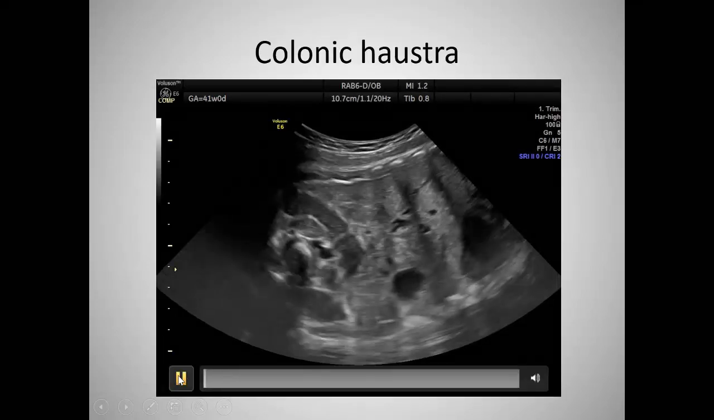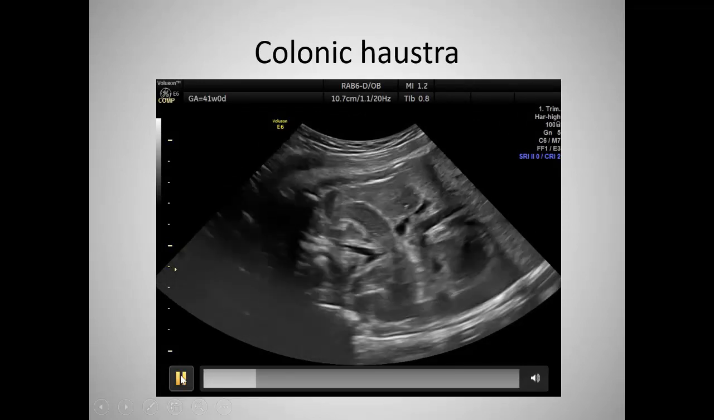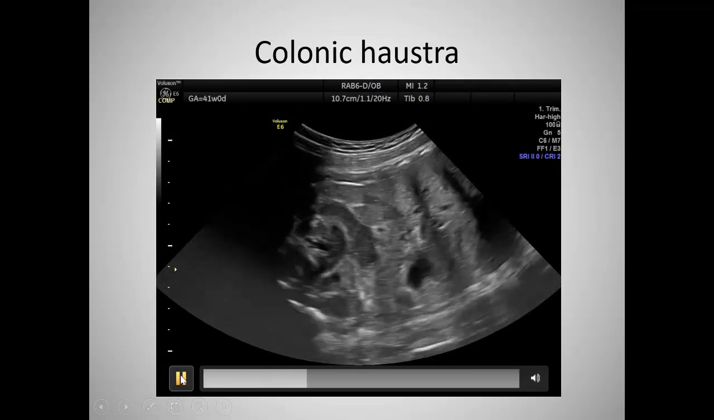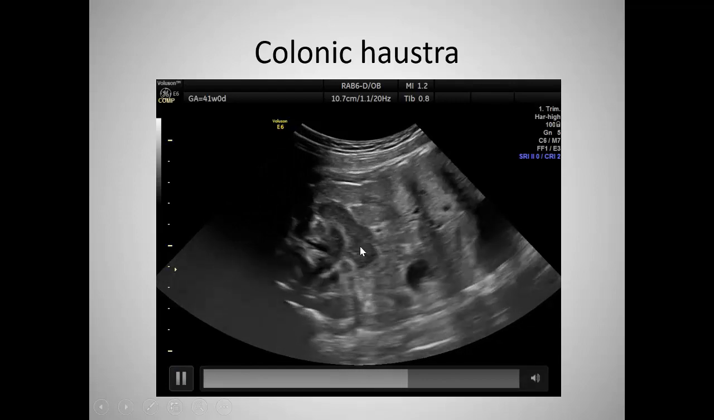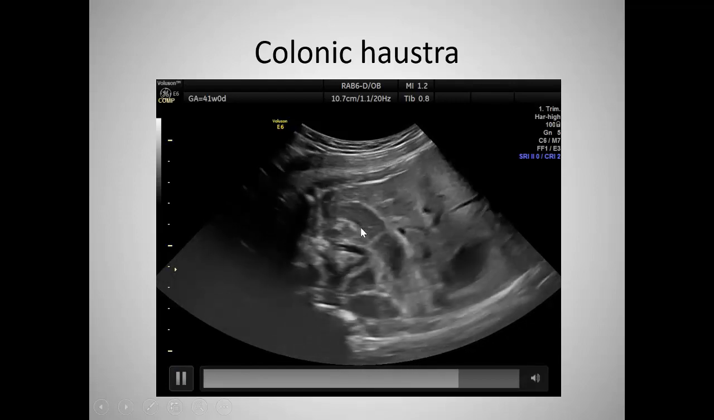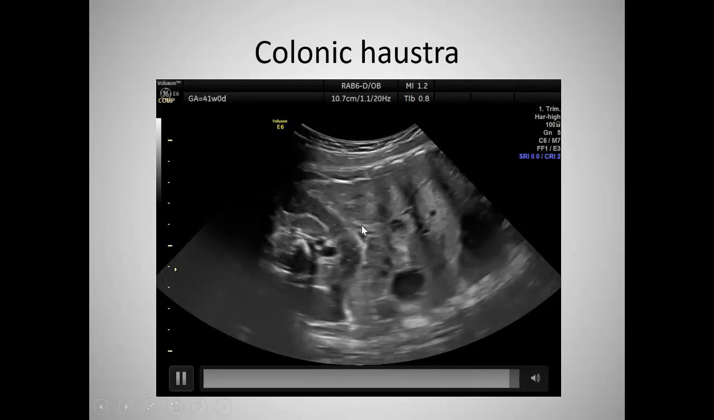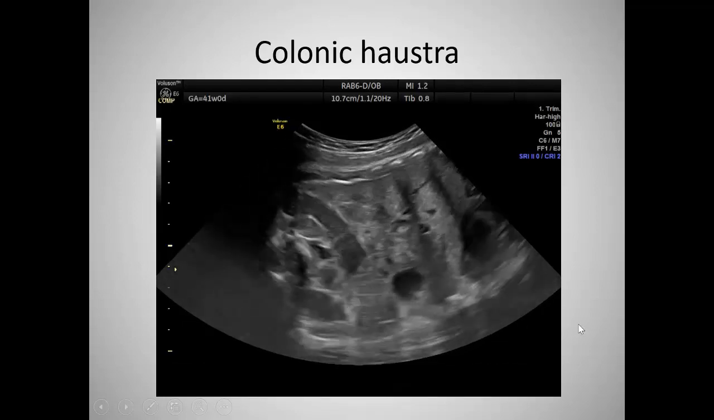And also the colonic haustra are well developed. With the echogenicity not so near to the liver, but it's about to be near to the liver with the echogenicity of the meconium within the colonic parts.